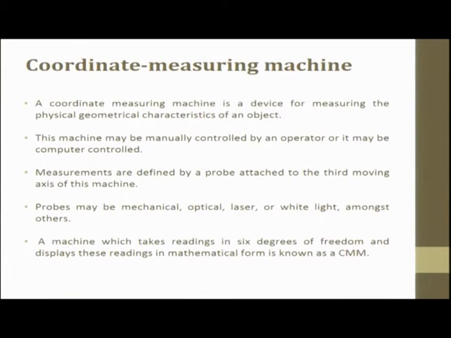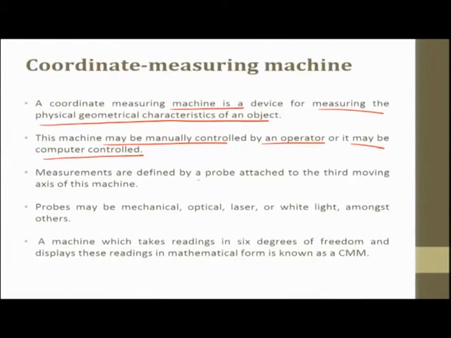Now I would like to move to the coordinate measuring machine. A coordinate measuring machine is a device for measuring the physical geometrical characteristics of an object. This I have just explained. The machine may be manually controlled by an operator or it may be computer controlled. We will show you both operations, the manual control using a joystick and CNC mode as well. CNC mode is computer numerical control.